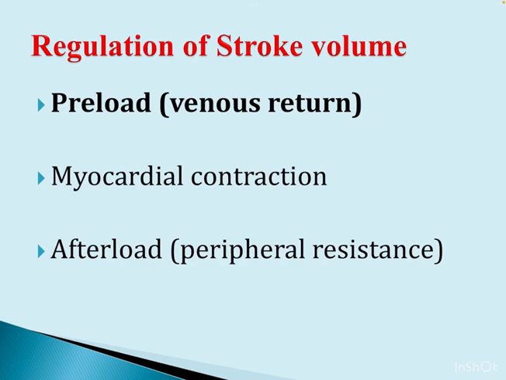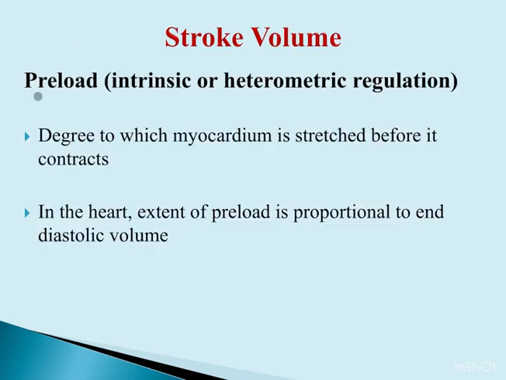Stroke volume refers to the ejection of blood by each ventricle per systole. It is dependent on three factors: one is preload, referring to venous return; myocardial contractility; and then afterload, which refers to peripheral resistance.